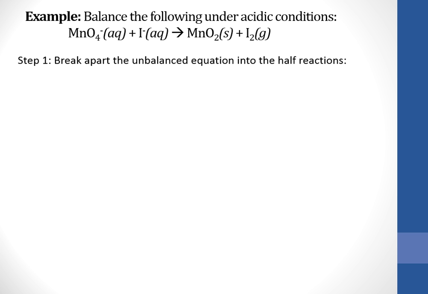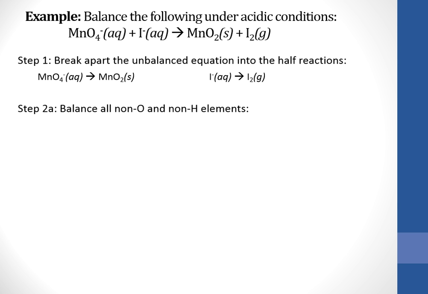In step number 1, we break apart the unbalanced equation into the half reactions. Here you can see that the manganese is changing its oxidation state, and the iodine is also changing its oxidation state. So these are the two half reactions of interest: MnO4- going to MnO2, and I- going to I2 gas.